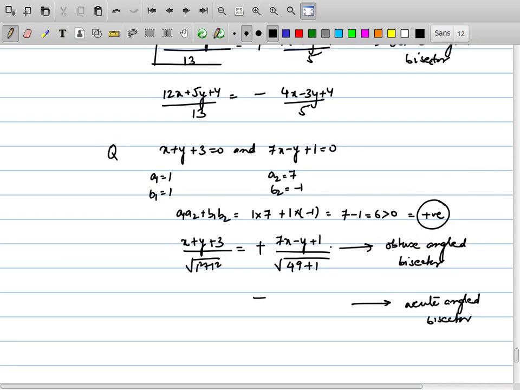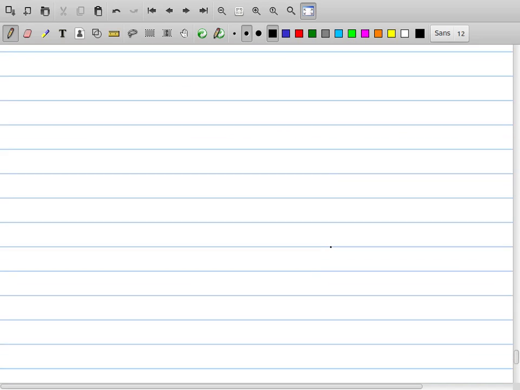Now the next topic that we will discuss is, let's say these are your two lines L1 and L2, and let's say these are your two bisectors B1 and B2. This is B1 and B2. Now we have already learned how to find the acute angled bisector and the obtuse angled bisector. The next type of question that we will discuss is, let's say we have a point P.